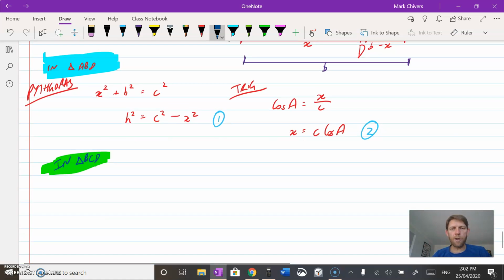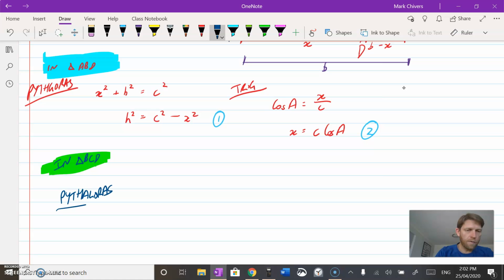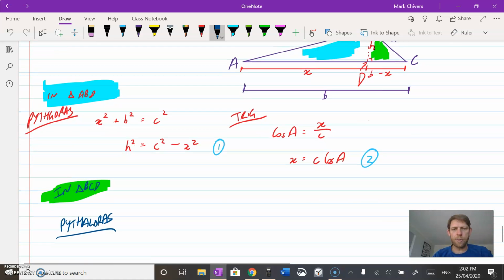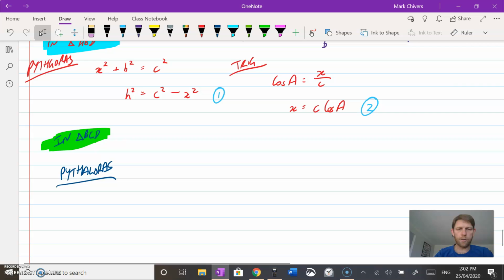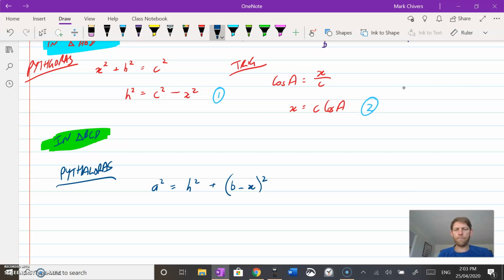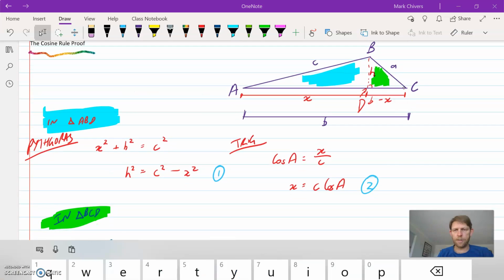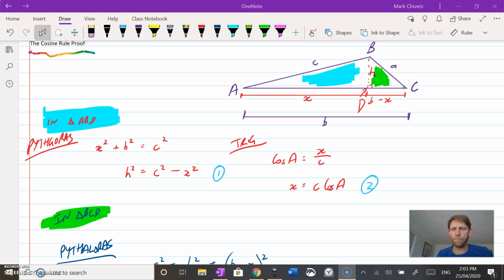And for that, I'm just going to use Pythagoras again. So Pythagoras, obviously that a squared plus b squared equals c squared. In this particular case though, a is our hypotenuse, h is one of the sides, and b minus x is one of the sides. So what we end up with is a squared equals h squared plus b minus x squared. All right, because we've got b minus x is that length in the bottom of that triangle.